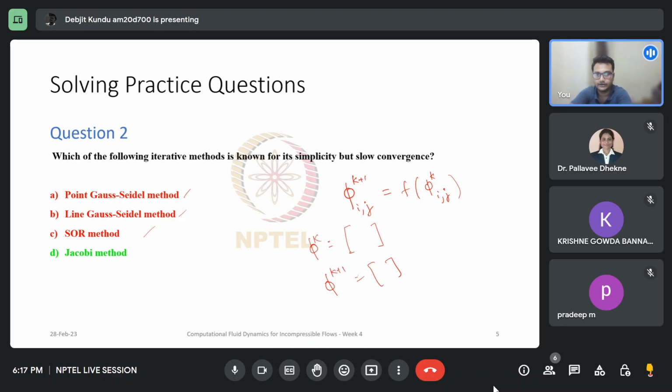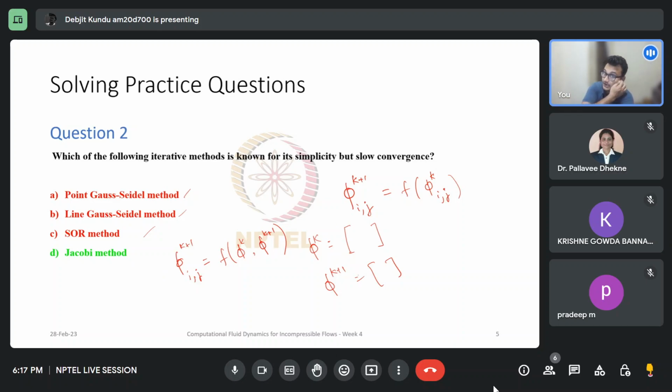It's not updated, which we can see in point Gauss-Seidel method or line Gauss-Seidel method, where in the k plus 1th iteration, we find this out using the values from the kth iteration as well as some updated values from the k plus 1th iteration. So that's why they lead to faster convergence. So this is the reason why Jacobi method is slower than the other ones, but it's more simple.